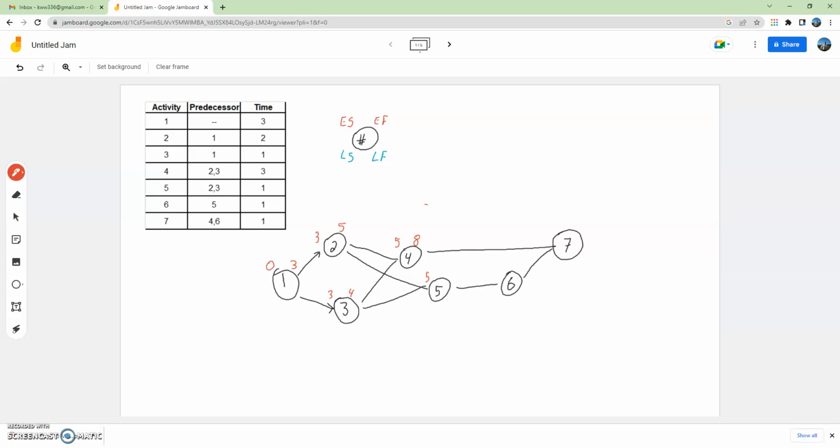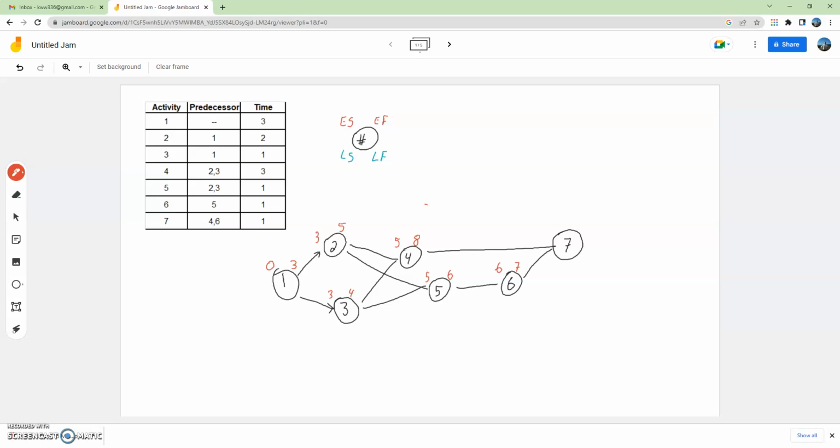Activity 4 takes 3 months. Activity 5 takes 1 month. Activity 6 happens after Activity 5. So Activity 6 is going to start at month 6. It lasts for 1 month.